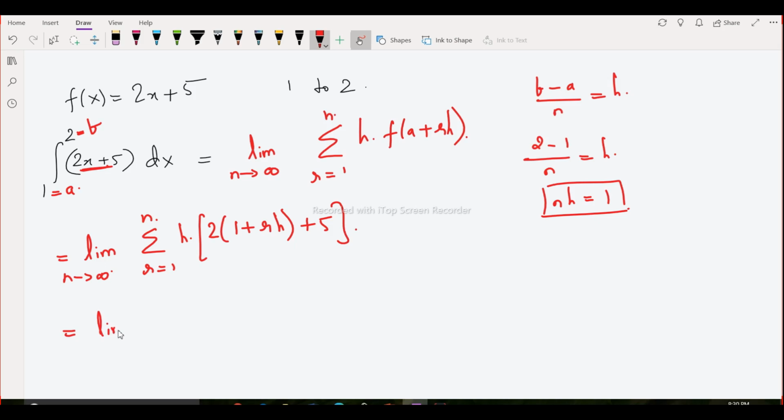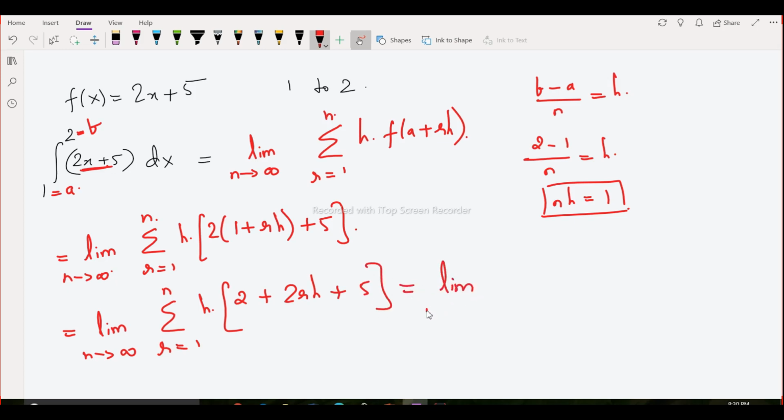Let's solve this. We get limit n tends to infinity, summation r equal to 1 to n h. Now we'll multiply this. You have 2 plus 2rh plus 5. This gives you limit n tends to infinity, summation r goes from 1 to n, and you get 2h plus 2rh plus 5h. So actually I can just make this as 7h.